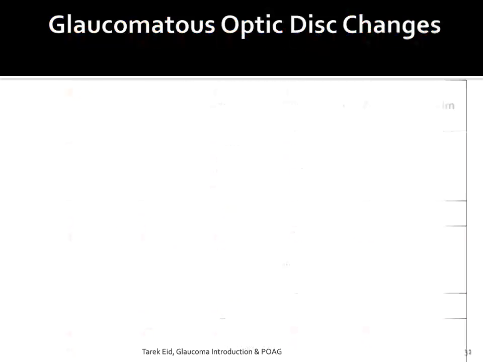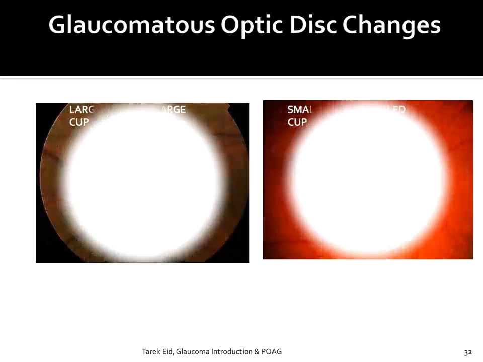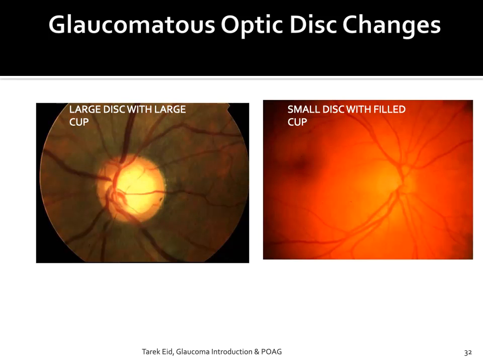Let us have some examples of these glaucomatous optic disc changes. First, I want to show you the difference between a large disc with a large cup and a small disc with a filled cup, because this can be misleading. Sometimes you see a large disc with a large cup and you consider it glaucomatous, but it is not. It's just because the disc is larger than normal.